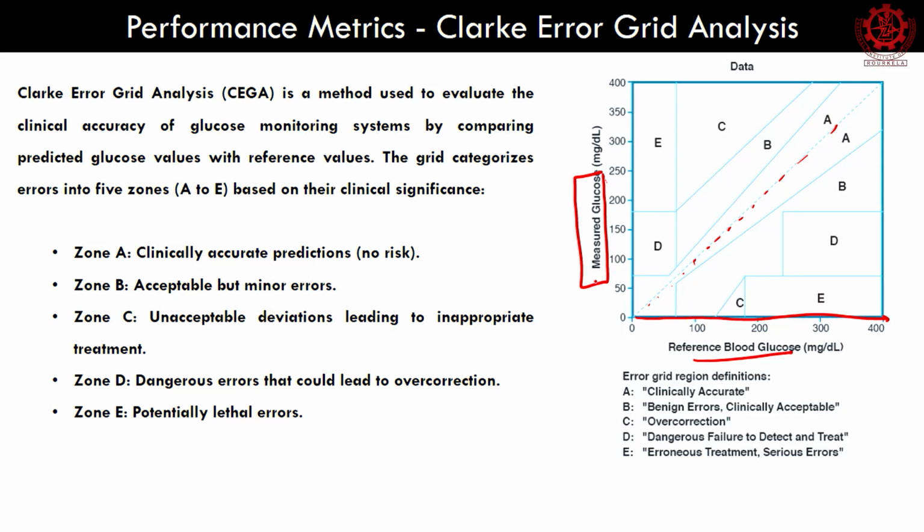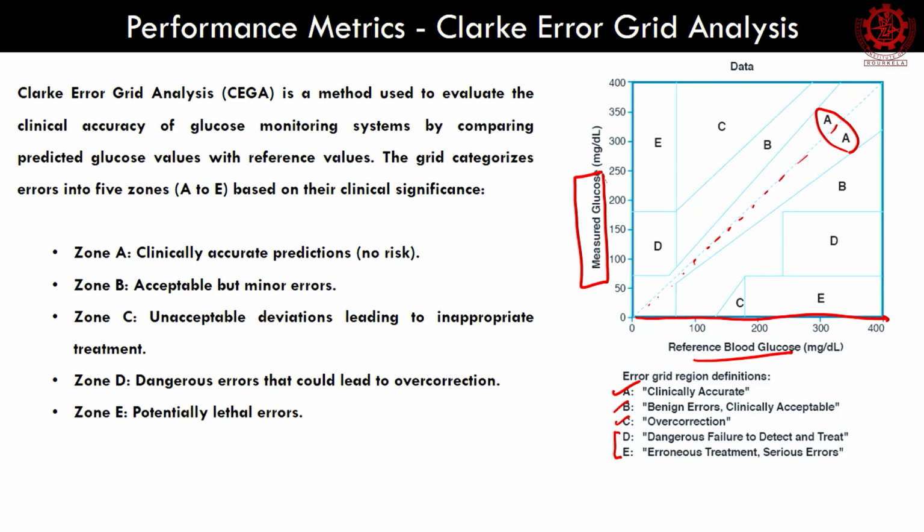But in real life it doesn't happen, so you have these different areas. The closer to the straight line, the more preferable it is. That is why we have different areas A, B, and C. A stands for clinically accurate, B for benign errors but still clinically acceptable, and C for overcorrection. C is also acceptable, but when you submit this data to any regulatory agency, they look at what percentage of points you have in D and E. That will decide whether your sensor can be used or not.